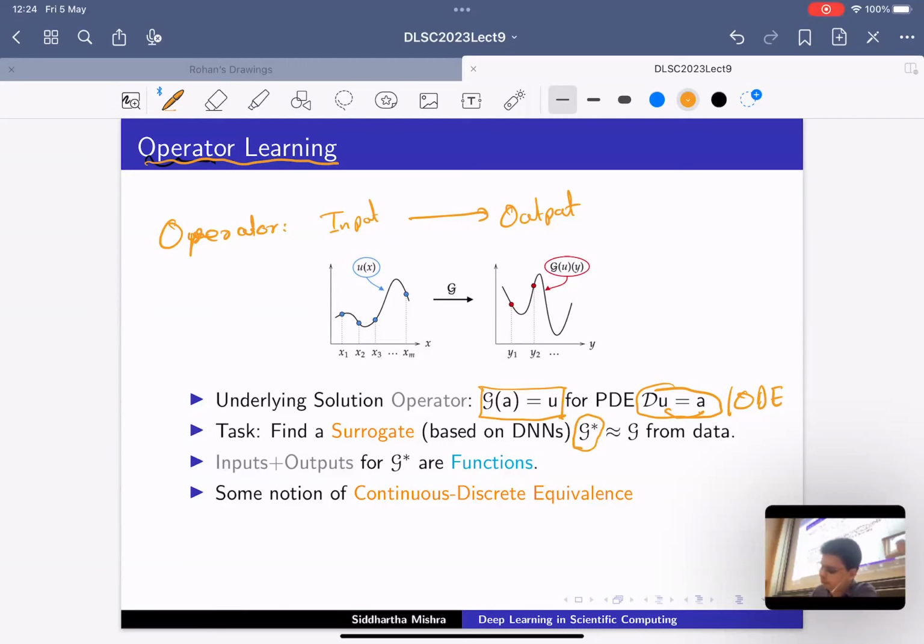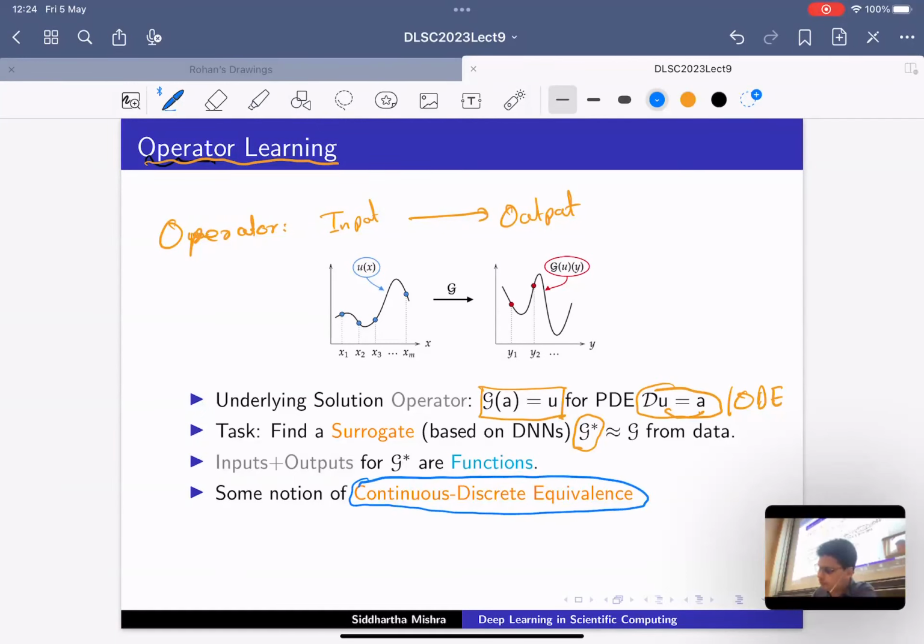And the main point that we realized in the last lecture is that you can't just use inputs and outputs. This is too low a bar, inputs and outputs being functions, because you can essentially interpolate anything to get that. So instead, we also need some notion of continuous discrete equivalence.